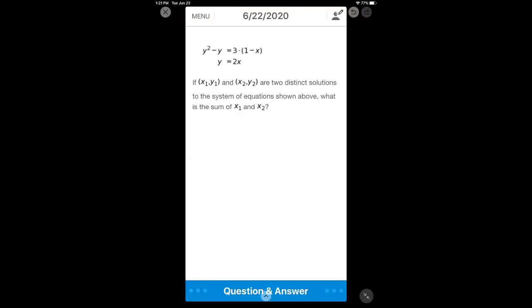You have two equations here, and they say if (x1, y1) and (x2, y2) are two distinct solutions to the system of equations shown above, what is the sum? So we have to find the solutions to this system of equations, and they're saying that there are two, and we're going to find the sum of those. So here's how I would do it.